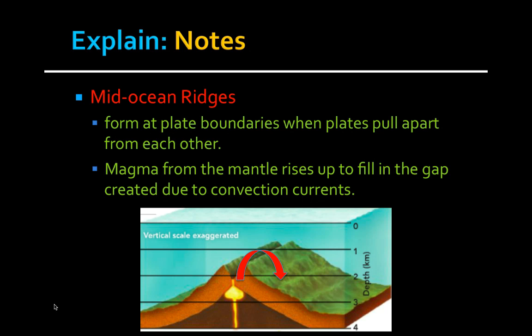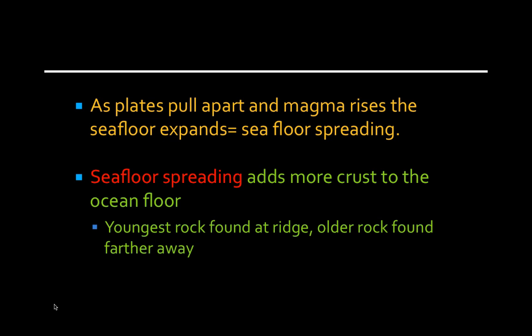So the magma rises up from within the mantle and it spreads out to form new crust on the ocean floor. So this idea that as the plates pull apart and the magma rises up, we call this seafloor spreading, because new seafloor is actually being created by that cooling magma.